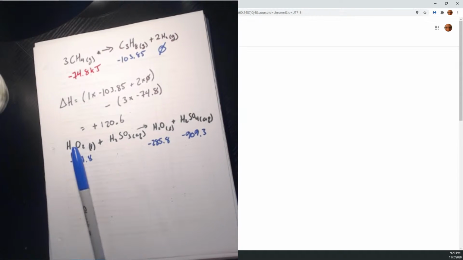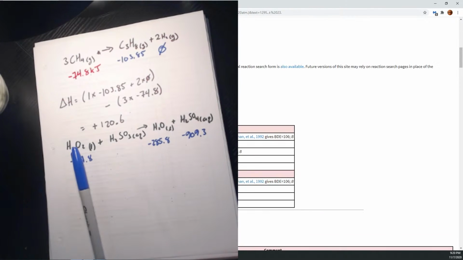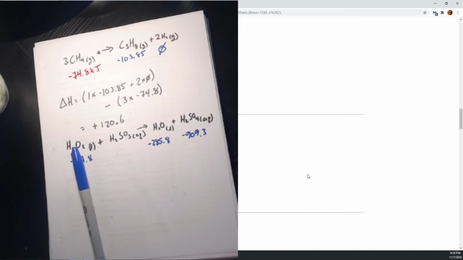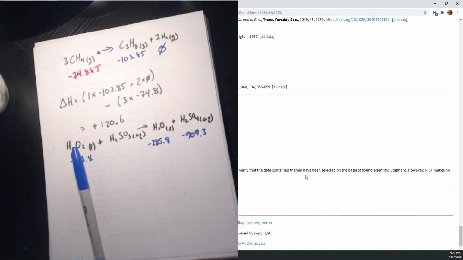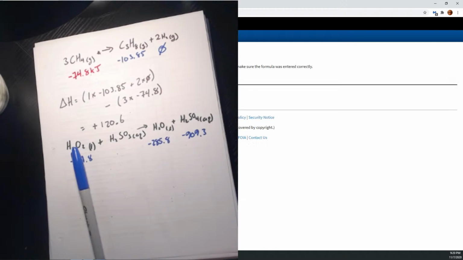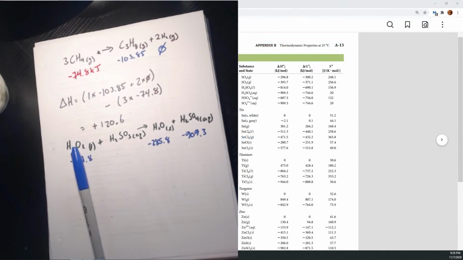Not sulfuric acid, sulfurous acid. Do they have related compounds? They don't. H2O4S? That's a weird way to do that. Okay, so let's try H2O3S. Okay. Screw it. These are all 1-to-1 to 1-to-1 anyway.